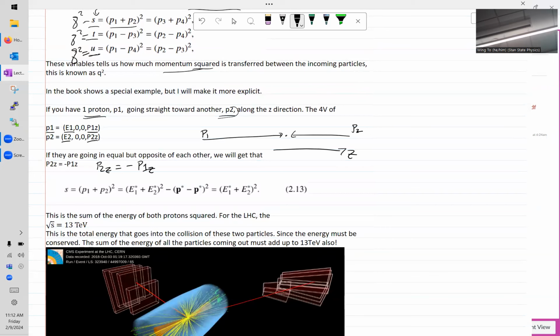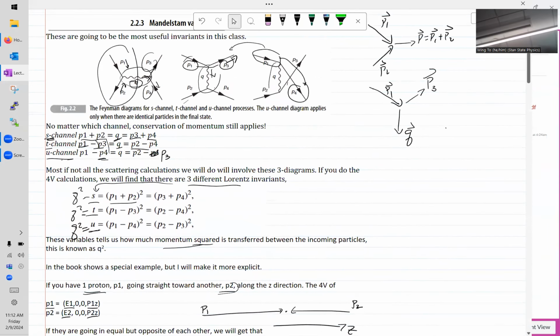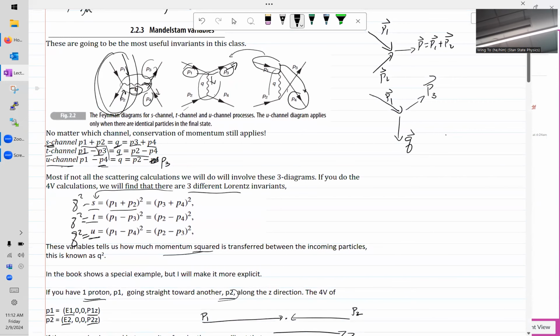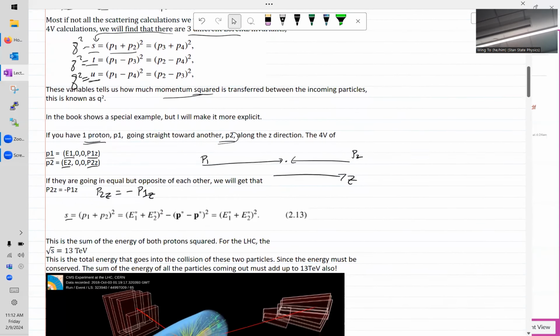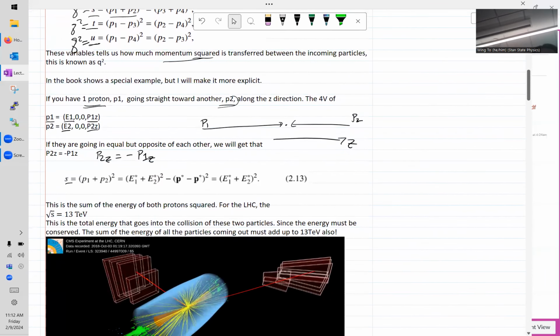Okay, in this case, it makes a very interesting calculation for this S channel, because you have 2 particles running into each other. That's basically this diagram up top, right? You have 2 particles running into each other. They're not scattering off each other like in the T channel or the U channel. They're literally smashing into each other, okay?